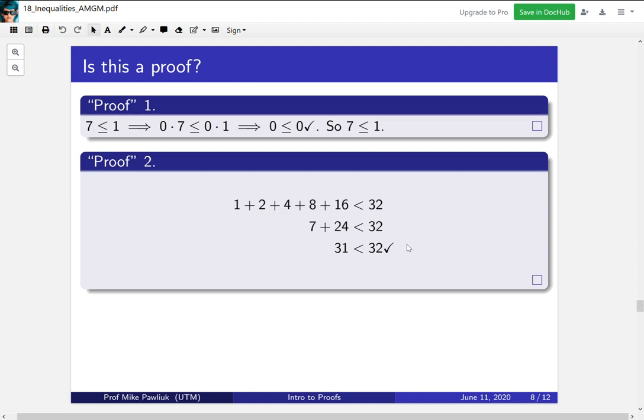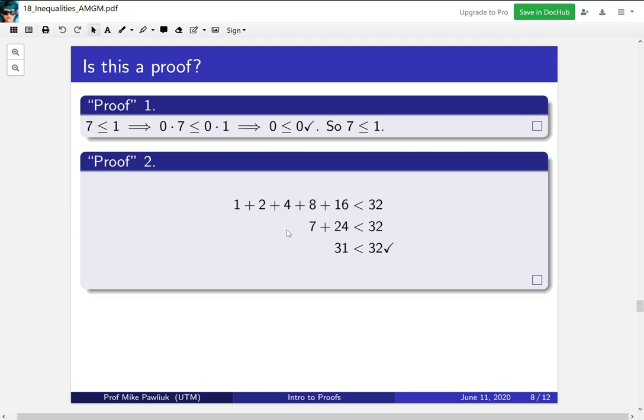There are two major issues with this argument. The first one is that there's no connecting words. It's not clear to me how these inequalities connect to each other. So your proof should read like a paragraph. It should be complete sentences, and it should say how things connect.